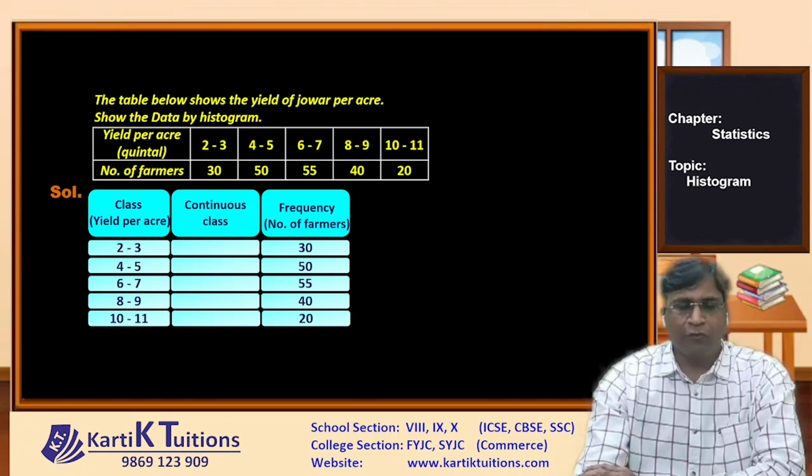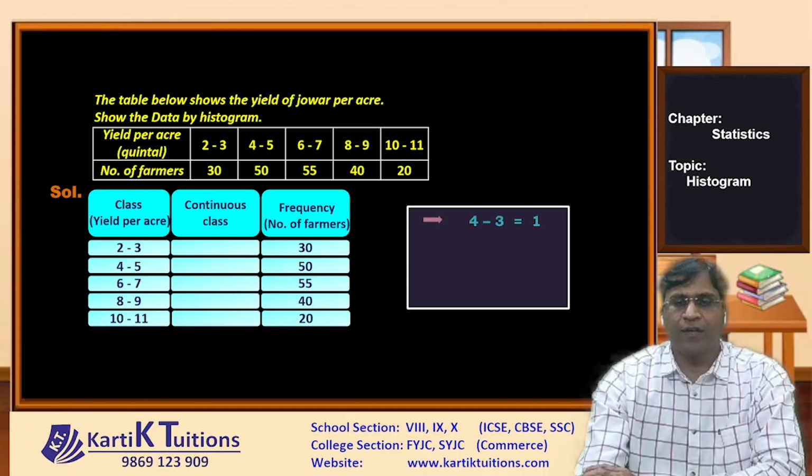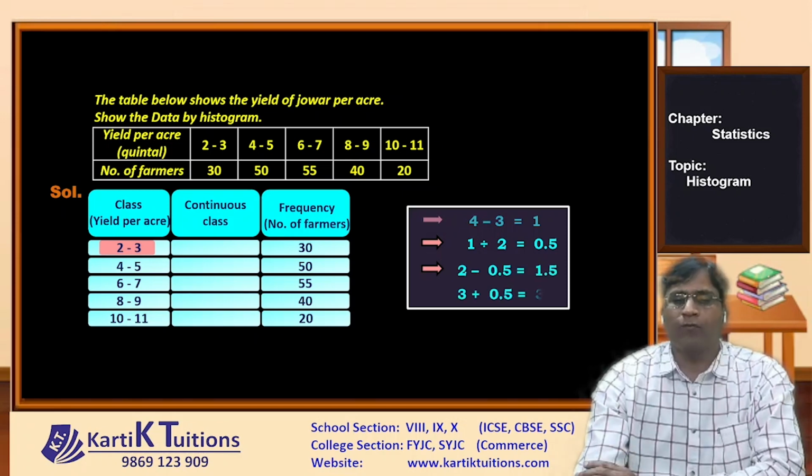Now see, although you have missed that video, I'll repeat that concept again, how to convert discontinuous classes to continuous. First we'll find the difference between 4 and 3. What is 4 minus 3? 1. Now divide that 1 by 2. What do you get? 0.5. Now this 0.5 you have to subtract from the lower limit and add to the upper limit. So 2 minus 0.5 will give me 1.5 and 3 plus 0.5 will give me 3.5. So our first class is 1.5 to 3.5.